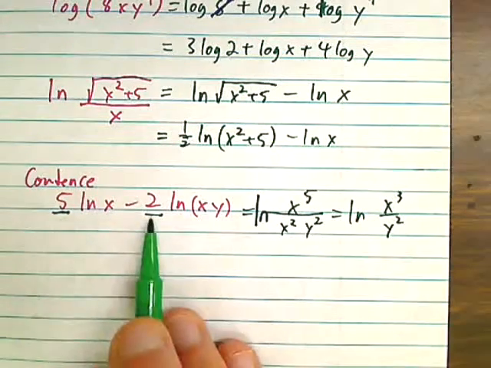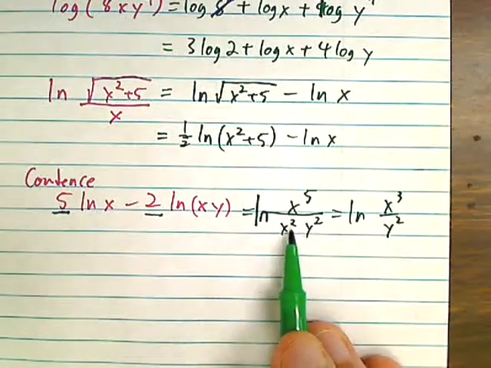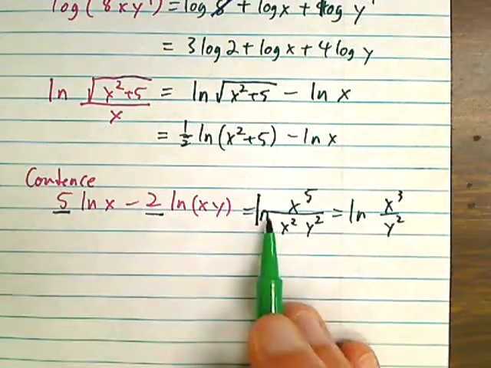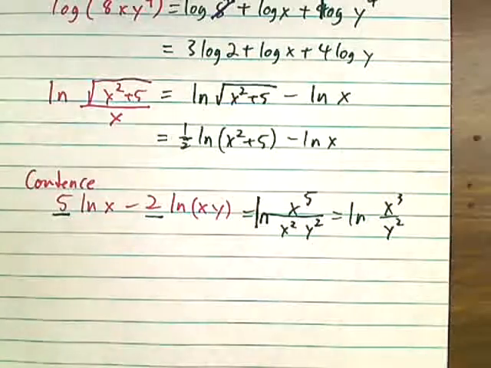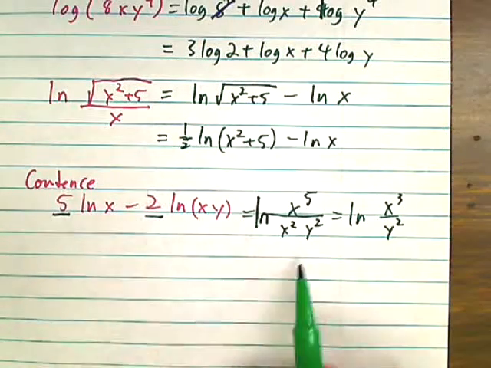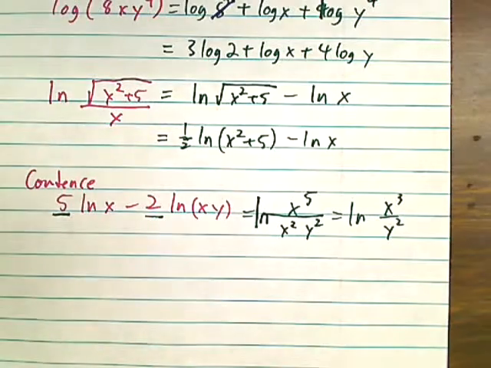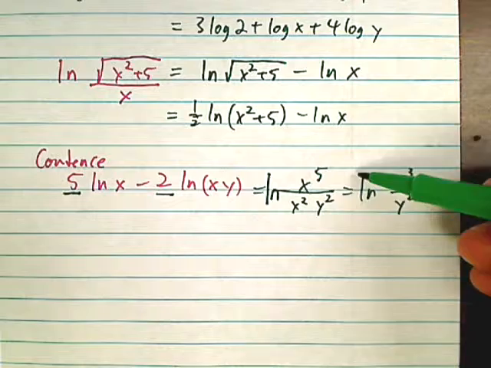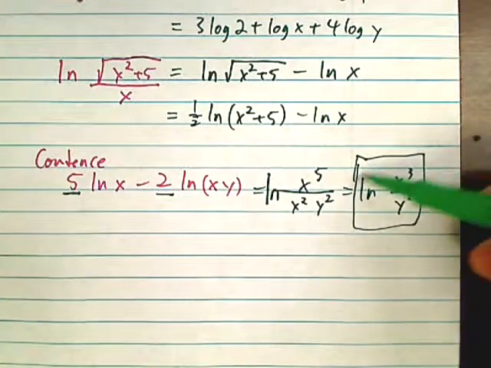The coefficients became exponents, and I distributed that because it was in parentheses. The subtraction became a fraction, division. Because it was subtracting the whole natural log here, everything in this unit here goes in the denominator. So I've successfully condensed that. Here's my answer. Maybe I should circle my answer. It's all the way over there.